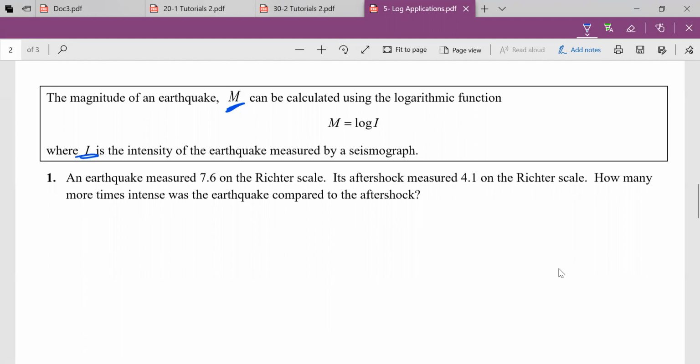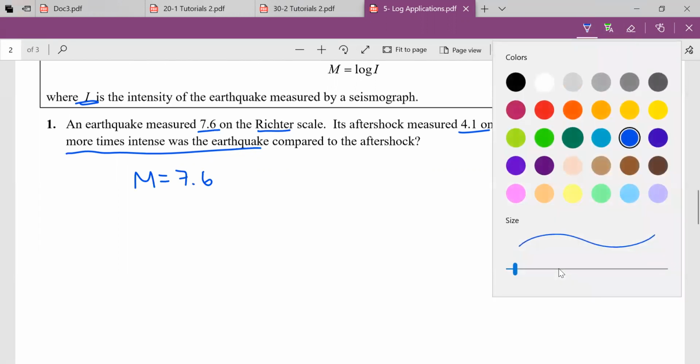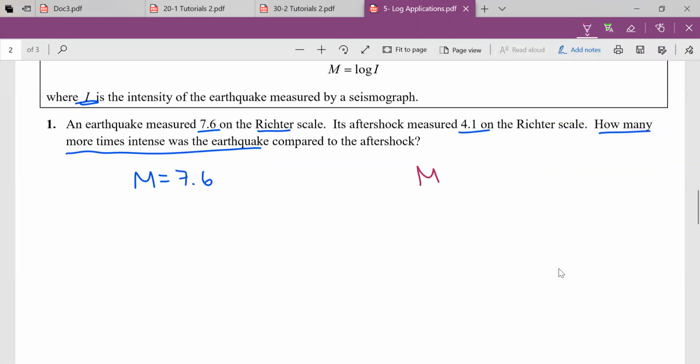Now here's the question. An earthquake measures 7.6 on the Richter scale. Its aftershock measured 4.1. How many times more intense was the earthquake? Here's what we've got, friends. We've got two different earthquakes: the earthquake with a magnitude of 7.6, and the earthquake with a magnitude of 4.1.